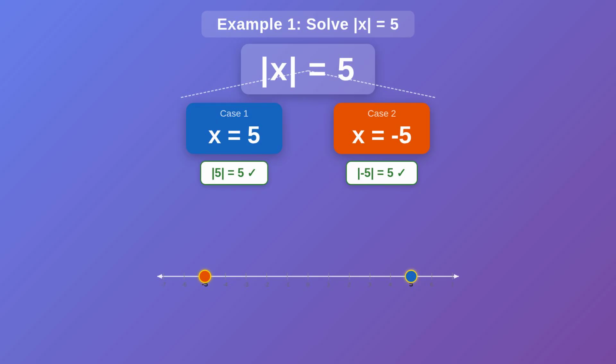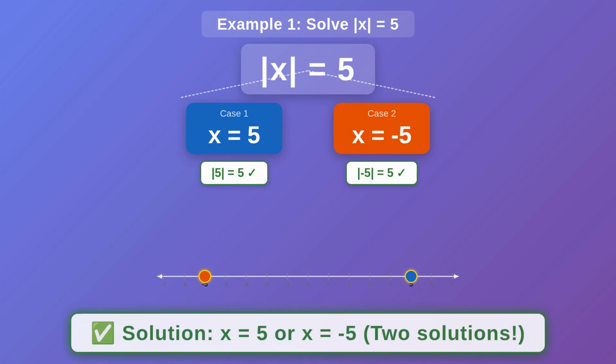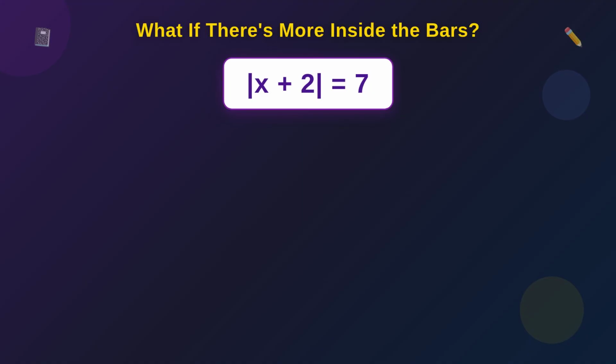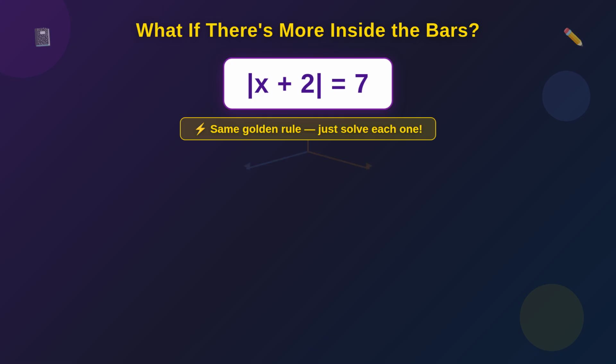Let's check both answers. Plug in 5. The absolute value of 5 equals 5. Yes, that's correct. Plug in -5. The absolute value of -5 equals 5. Yes, that's correct too. So both answers work. Maya's answer key was right all along. X equals 5 or x equals -5. 2 solutions. Maya crushed that first problem, but then she flipped to the next page and found something trickier.